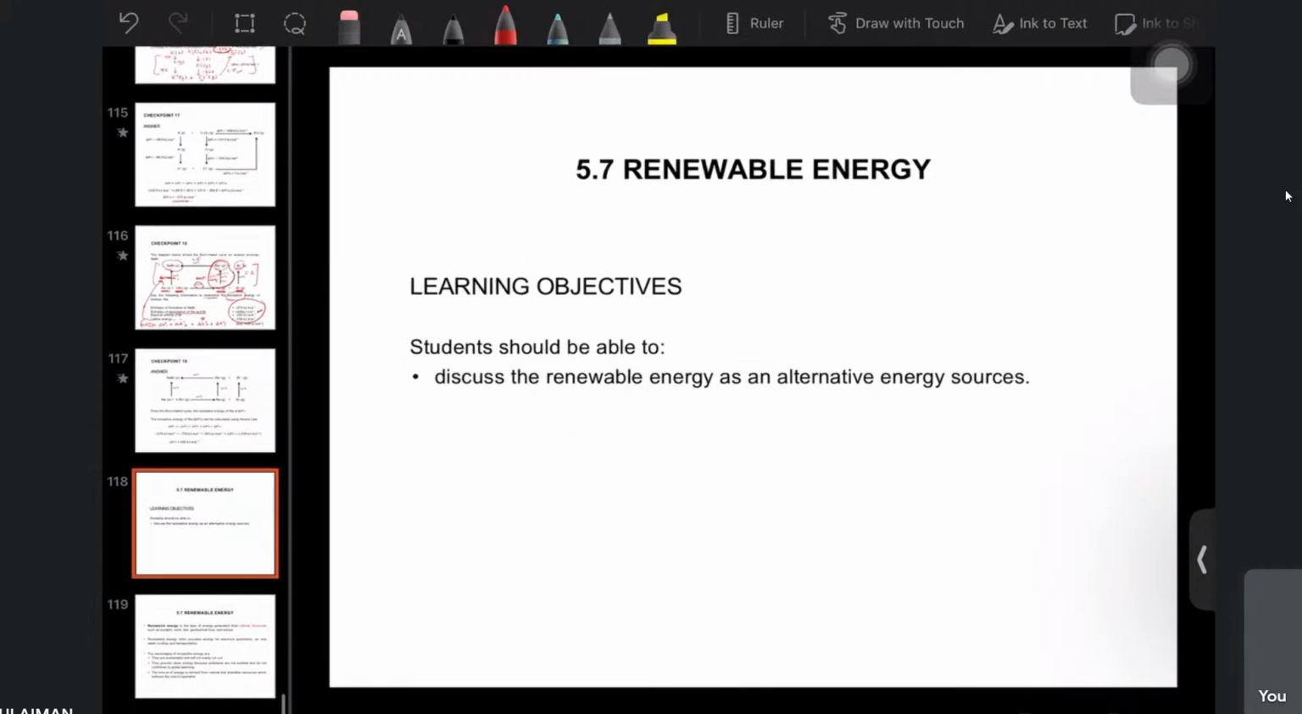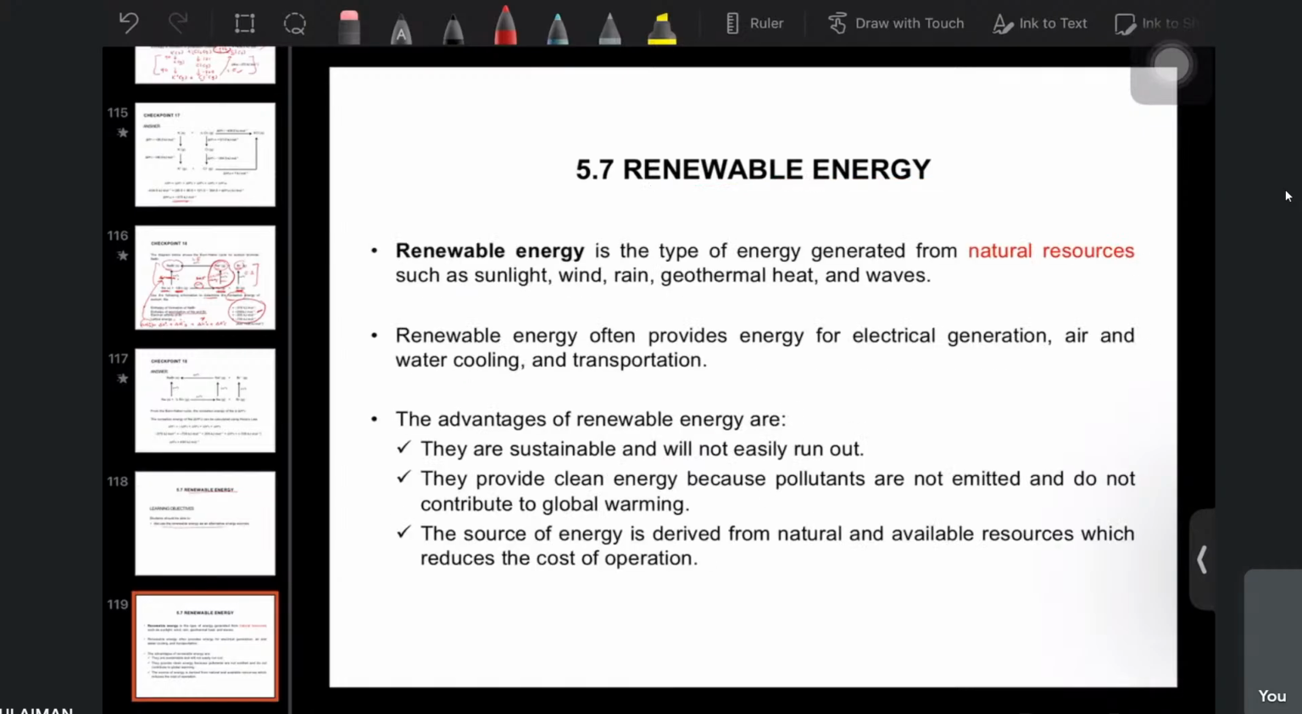Alright, so we move to the last subtopic, renewable energy. This one you can actually read yourself. The student should be able to discuss renewable energy as an alternative energy source. Renewable energy is a type of energy generated from natural resources. For example, from wind, from sunlight, from the sun and so on. It often provides energy for electrical generation, air and water cooling, and transportation.